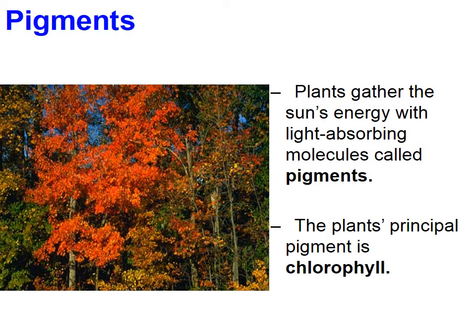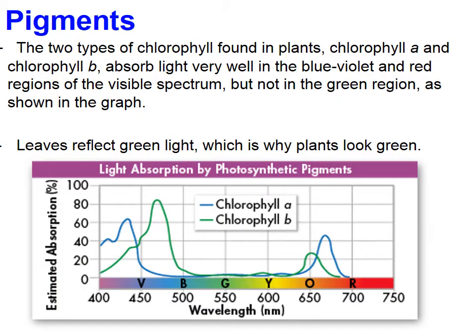So plants are able to gather light with molecules that are called pigments. The main pigment in plants is going to be chlorophyll. What color do you think chlorophyll is? Well, chlorophyll is green. Okay, and we'll talk a little bit about why chlorophyll is green.